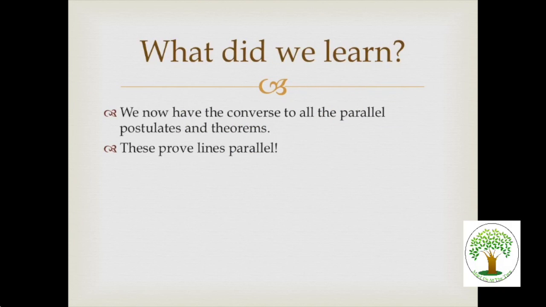All right. This is what we learned in this unit. We now have the converses for all the parallel postulate theorems. Now we can prove lines are parallel. If we have information, we can say, I don't know if those lines are parallel. Are they? And then you can look at the information and say, yep, they are because the corresponding angles are congruent. Or, yes, they're parallel because the alternate interior angles are congruent, and so forth.